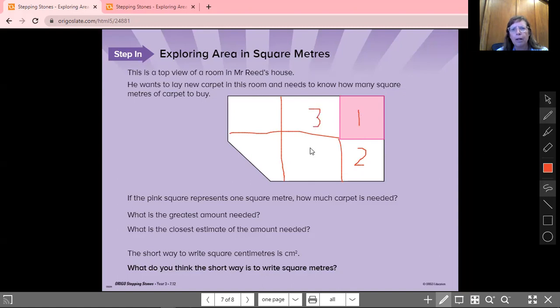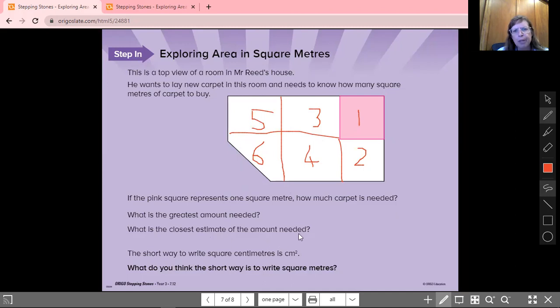3, 4, 5, and half of 1, which is 6. Okay, what is the greatest amount needed? Well, presumably you would have to buy that whole roll. You wouldn't be able to just cut off that bit there. So you would need 6 square metres to do that whole room, including that corner that's been cut out.